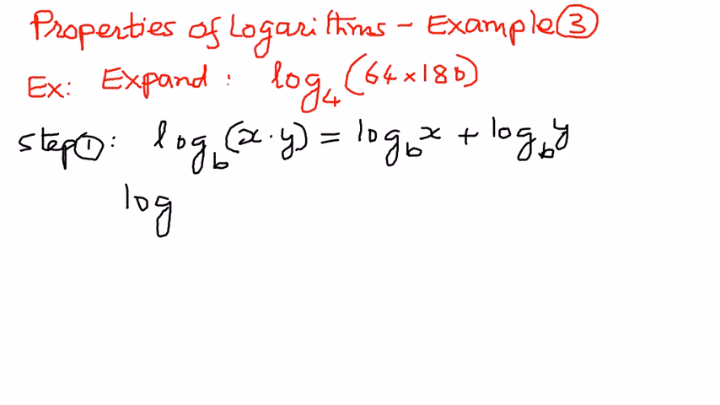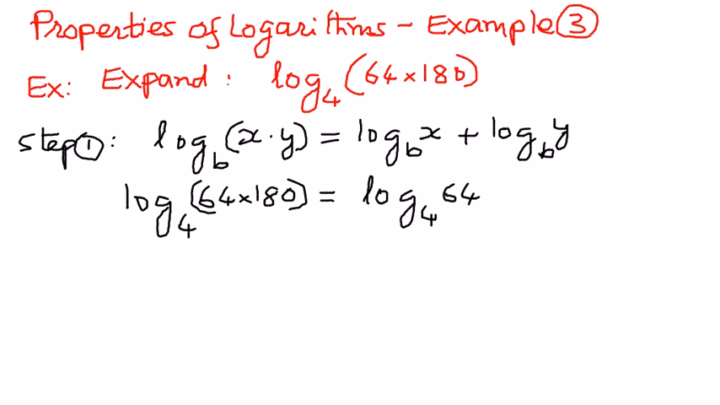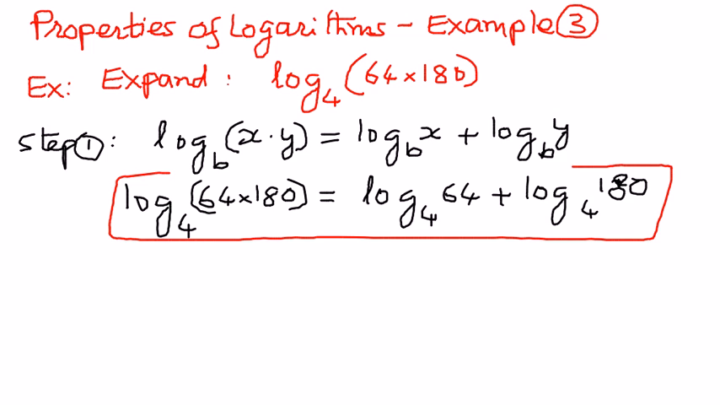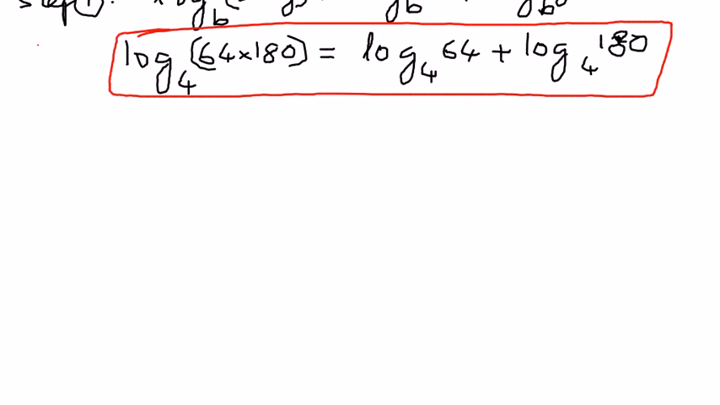Let me write that here. Log 64 times 180 to the base 4, we can expand this one using the product rule as follows. Log 64 to the base 4 plus log 180 to the base 4, and that's the way we want to expand it. And since we've been asked just to expand, we will just leave it at that point. Okay, let's look at another example and see if we can use these properties of logarithms.